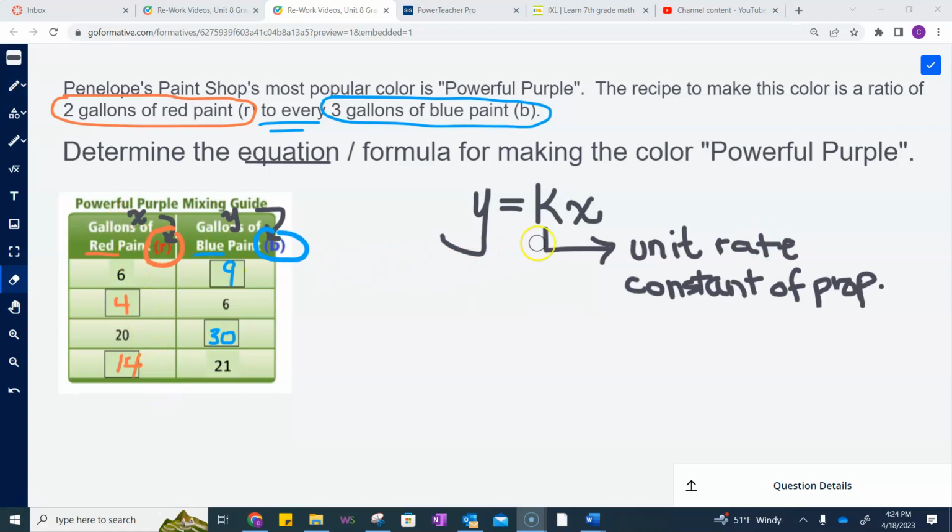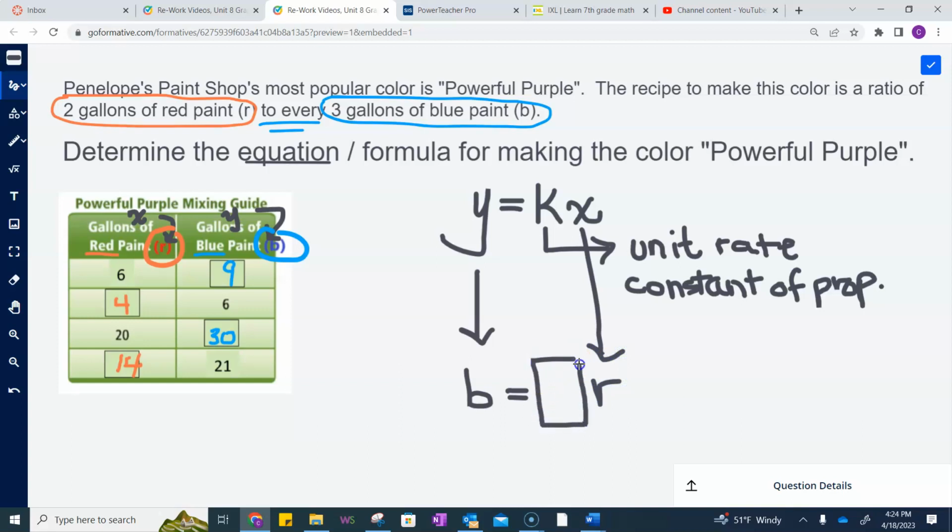So now that we have that figured out, remember that the first column of our t-table is always your x coordinate, and the second one's always the y. But they didn't use x and y for the variables in this problem. They used r and b. So we need to make sure we use the proper variables for writing our equation. I'm going to replace my y with the proper letter. Our y is our blue paint. Our x is our red paint.